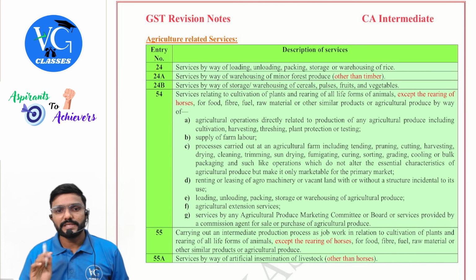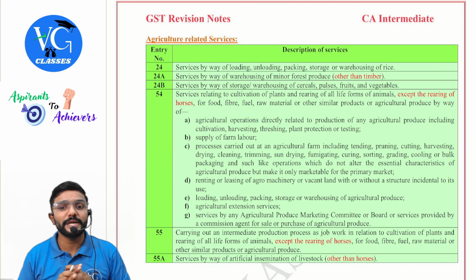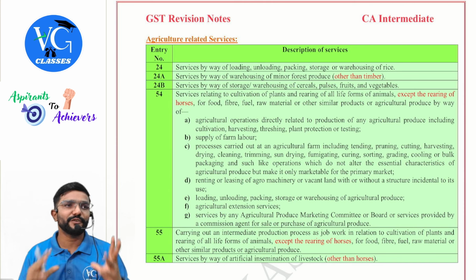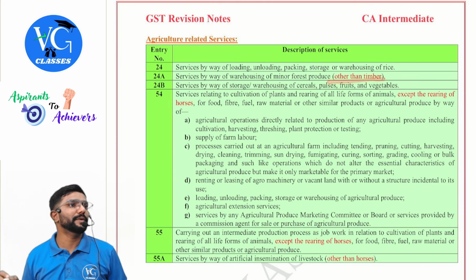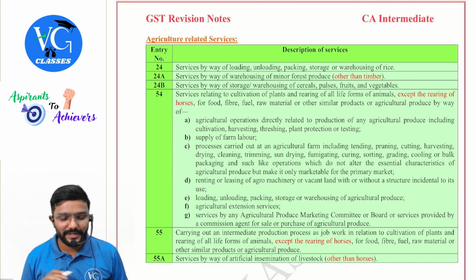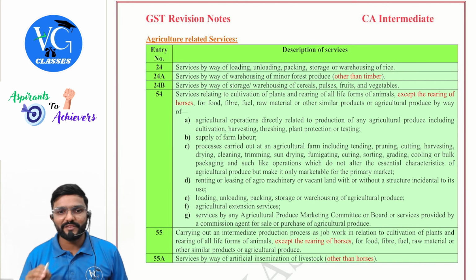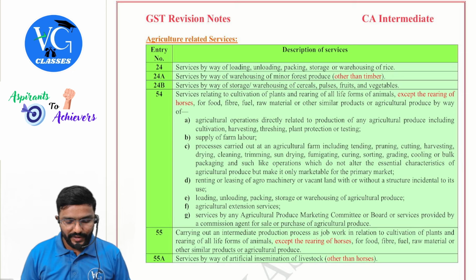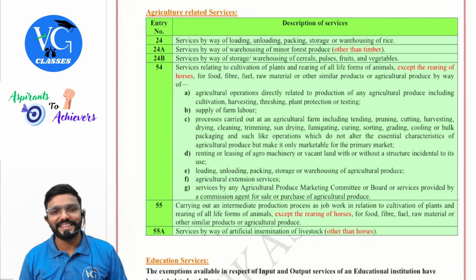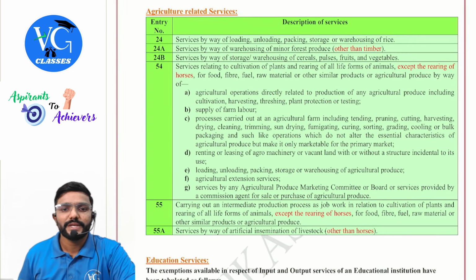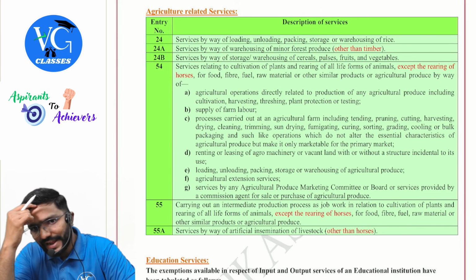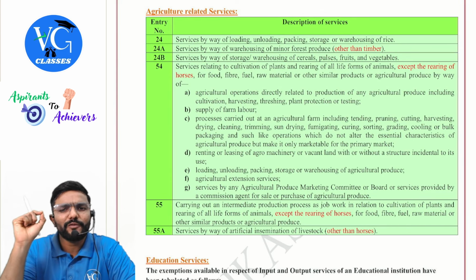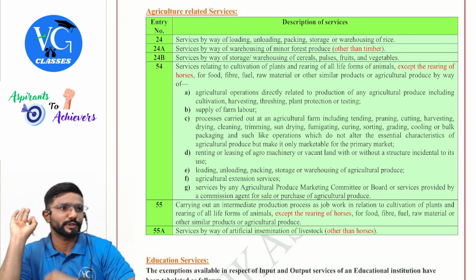Next, 24A. Services by way of warehousing of minor forest produce. Minor forest produce will not include timber, because timber is major. Next, services by way of storage or warehousing of cereals, pulses, fruits, and vegetables are exempt. Then we have 54. 54 is a bit lengthy. Entry 54. Services relating to cultivation of plants and rearing of all life forms of animals except horses.